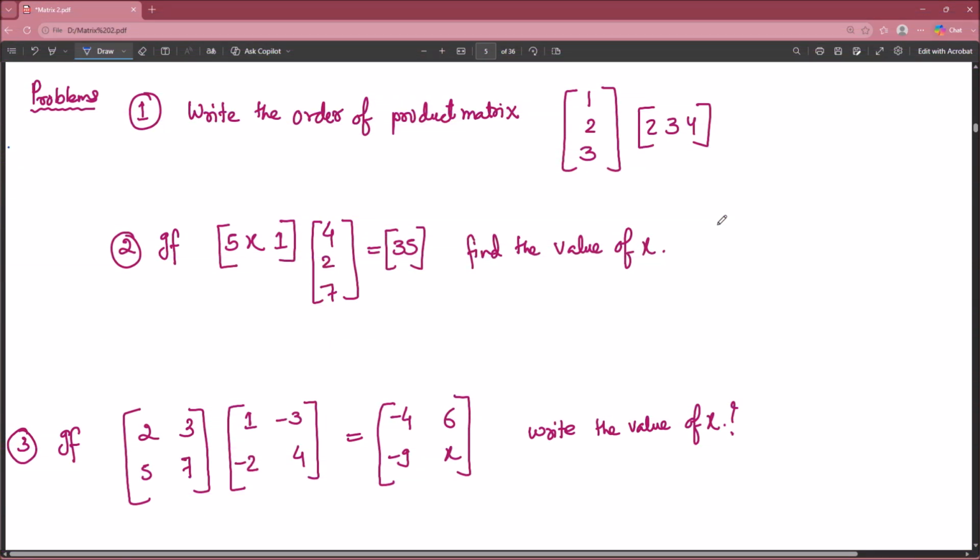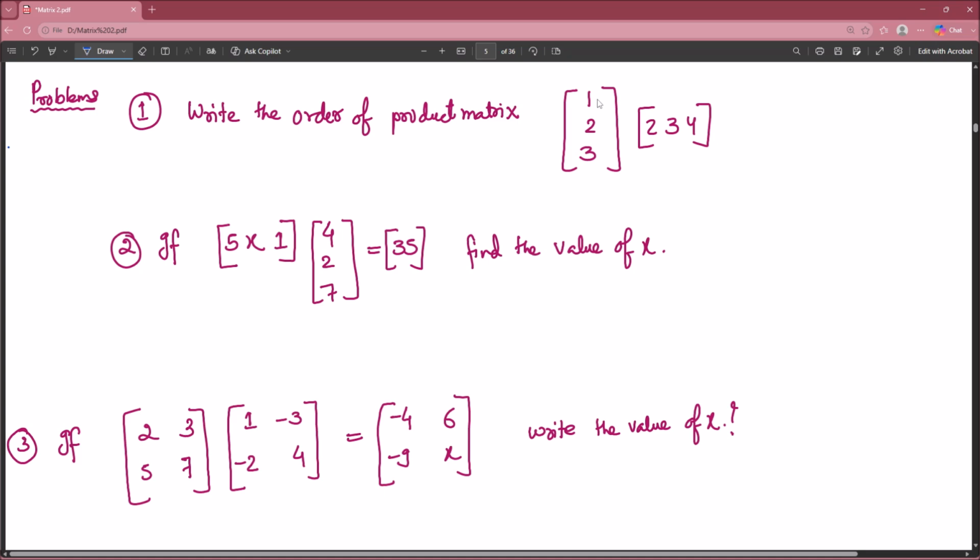So in this class we are going to solve some problems related to matrix multiplication. The first problem is to write the order of the product. There are two matrices. One matrix is 1 2 3 and the second matrix is 2 3 4. First we will see what is the order of the first matrix.